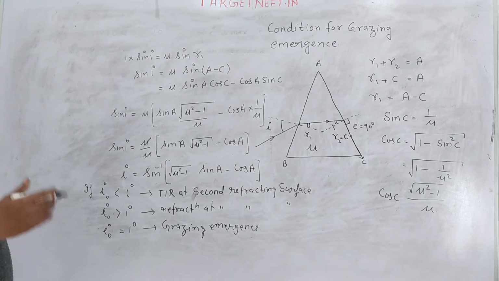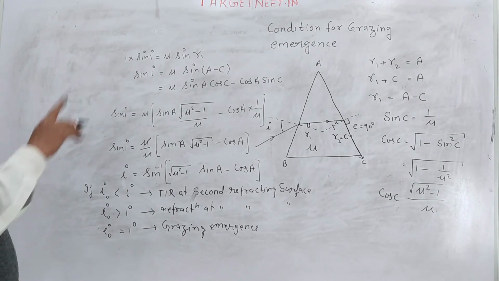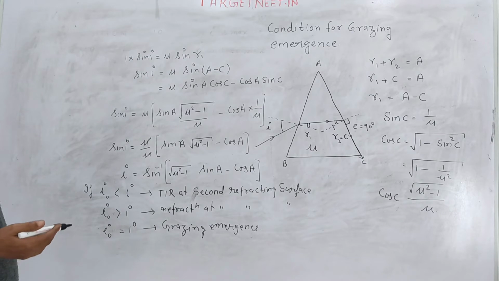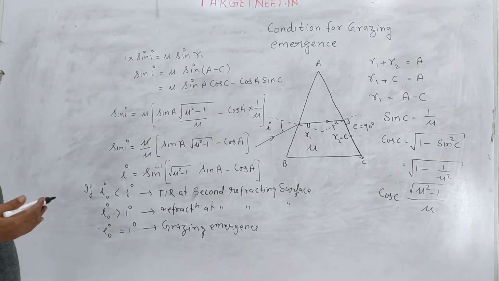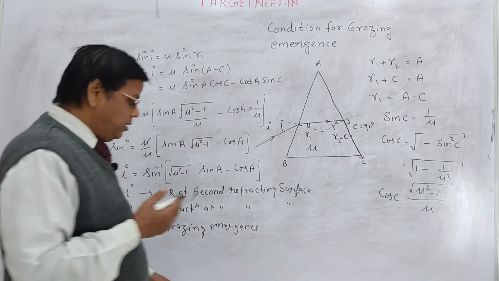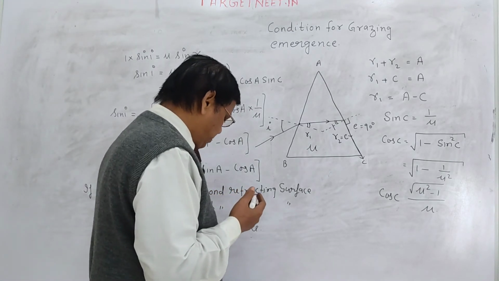When angle of emergence is 90 degree, then angle of deviation produced by prism is maximum. So in this case, angle of deviation produced by prism is maximum. So we can also find maximum angle of deviation.